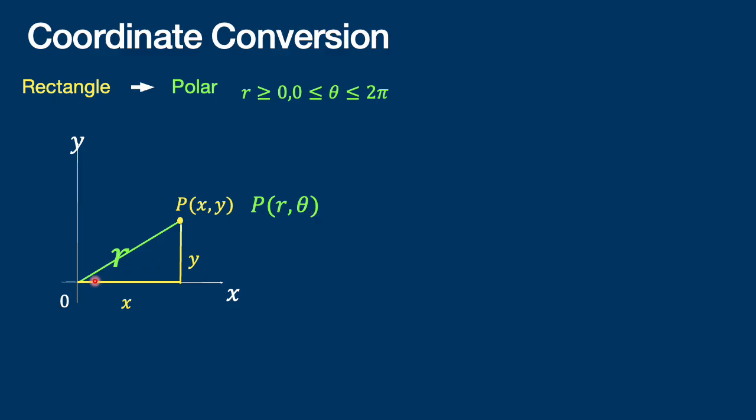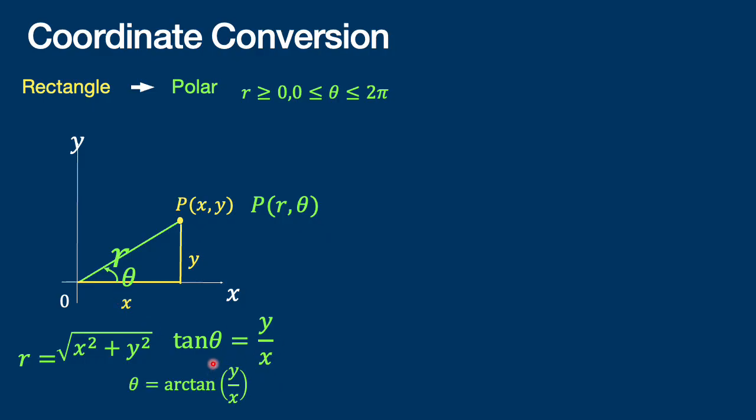Theta is going to be the angle from the positive axis to the line segment from 0 to P. How are we going to find r, guys? That's the distance, right? r is going to be the square root of x squared plus y squared. That's the Pythagorean theorem. For theta, that's the trigonometry identity. We're going to use tangent. Tangent theta is y over x, opposite over adjacent.